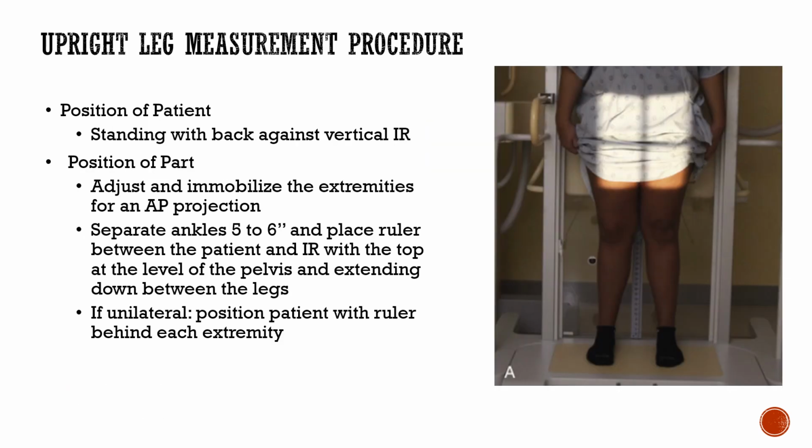So taking a look at the images here, we're talking about putting the back against the vertical image receptor. We're going to adjust and immobilize the extremities for an AP projection. You want to separate the ankles 5 to 6 inches and place a ruler between the patient and the image receptor, with the top at the pelvis and extending down between the legs. If it's a unilateral study, position the patient with the ruler behind each extremity.